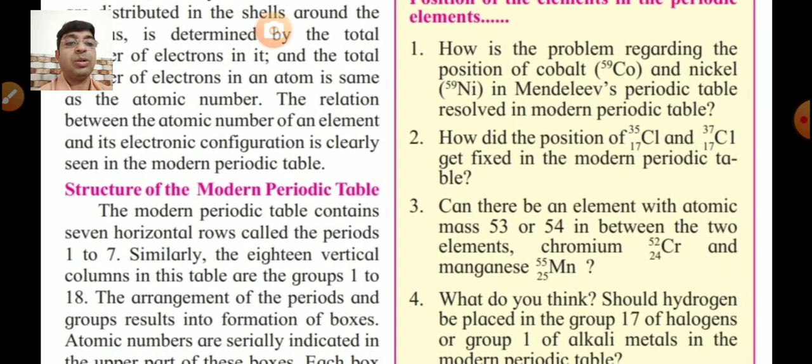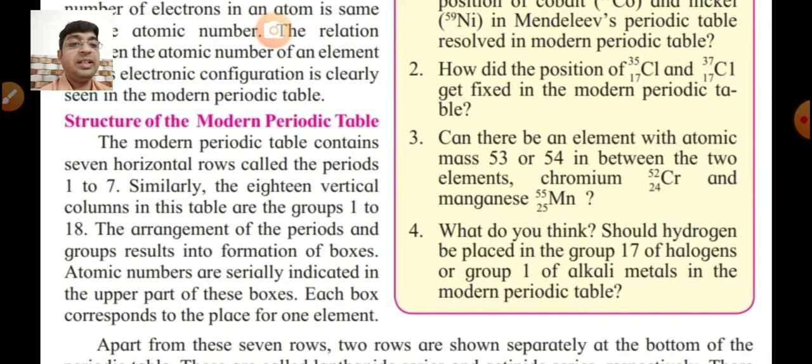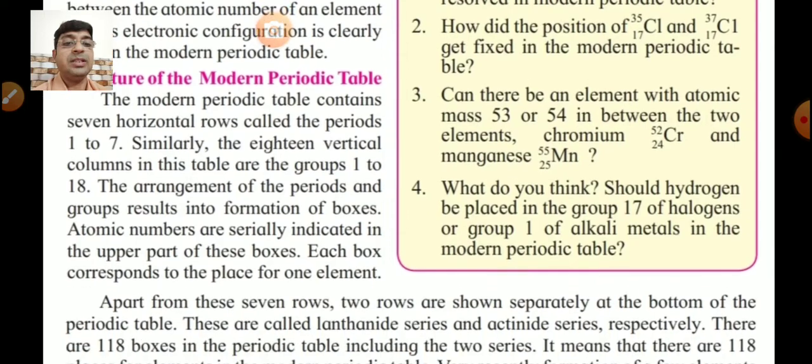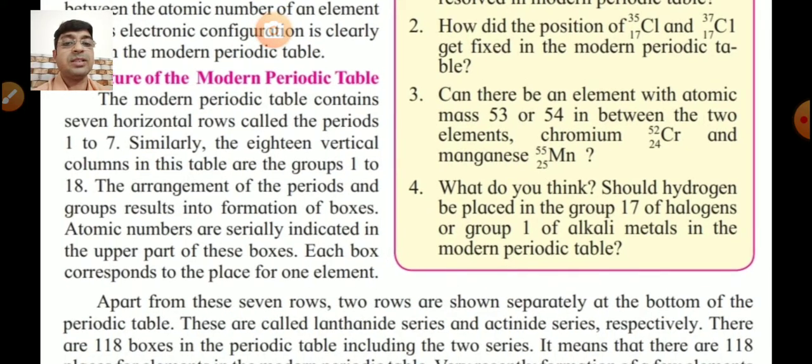Now, structure of the modern periodic table. The modern periodic table contains 7 horizontal rows called the periods 1 to 7. Similarly, the 18 vertical columns in this table are the groups 1 to 18. The arrangement of the periods and groups results in the formation of boxes. Atomic numbers are serially indicated in the upper part of these boxes. Each box corresponds to the place of one element.